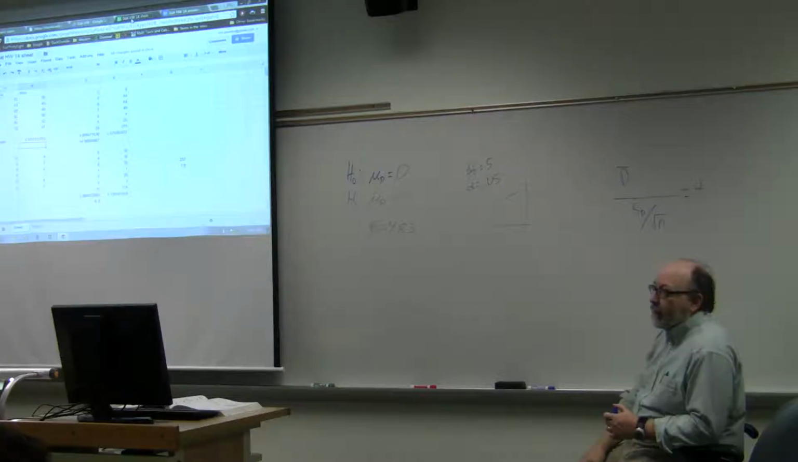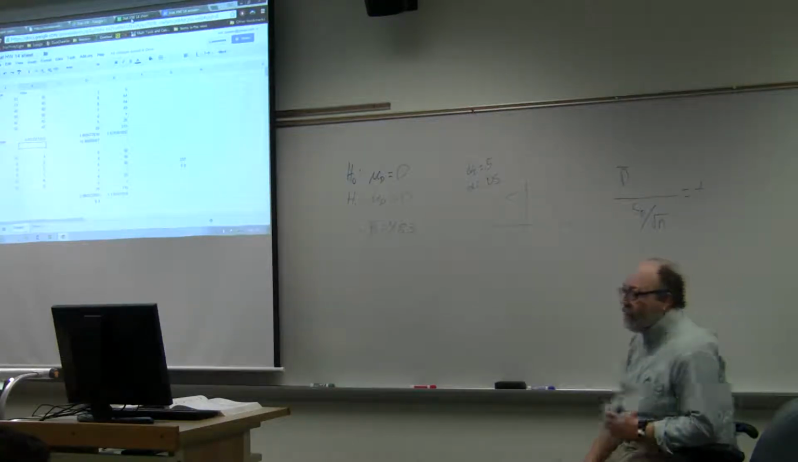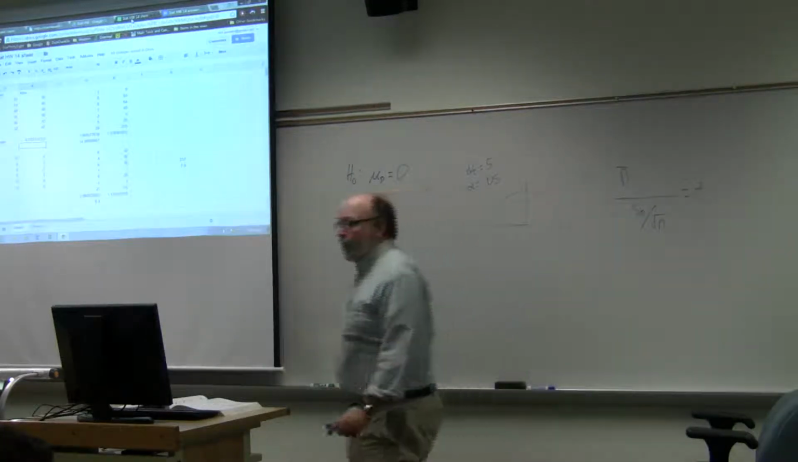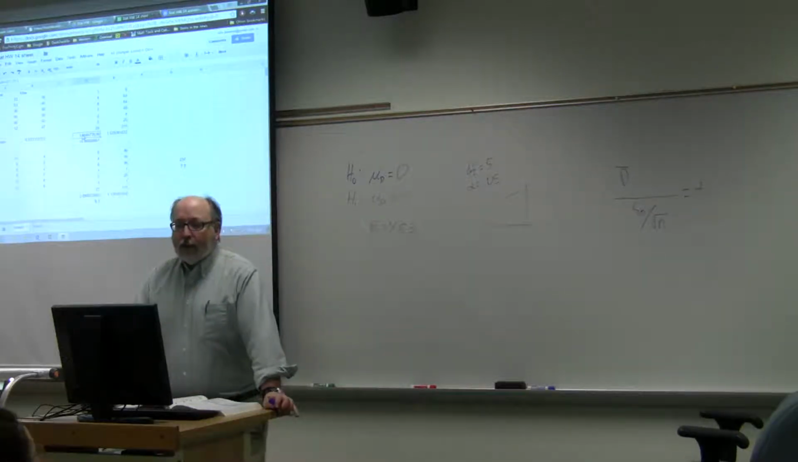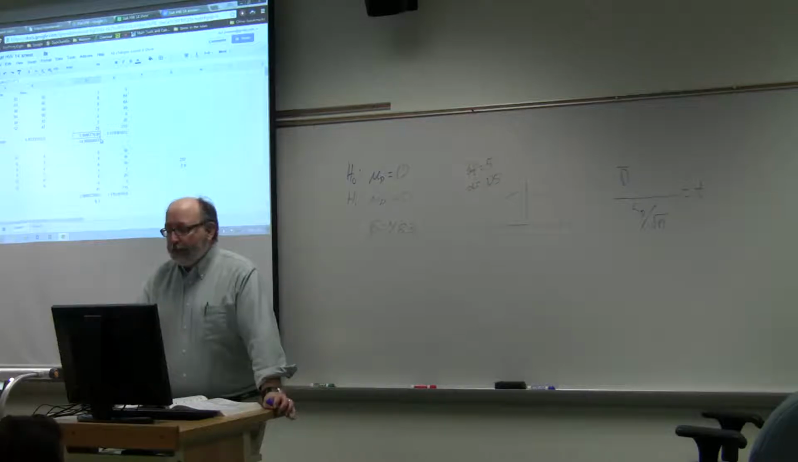S sub D, then, would be the standard deviation of those data values. Standard deviation of those data values is 3.87.